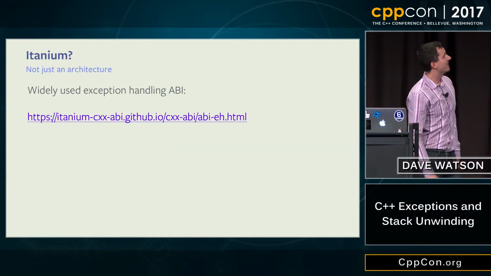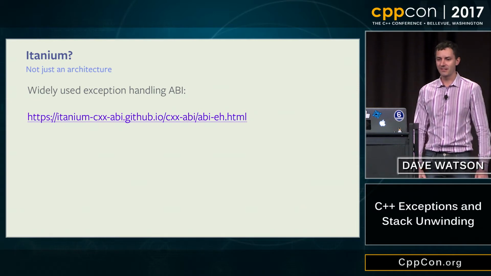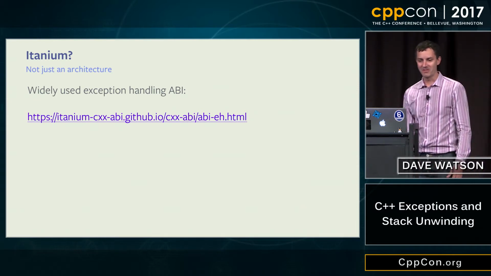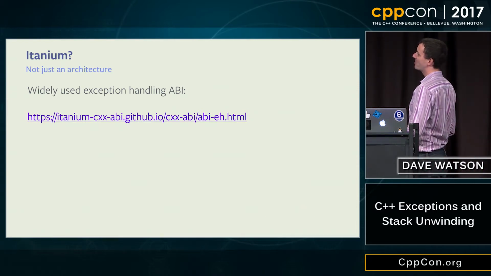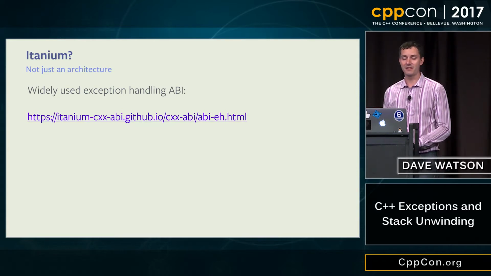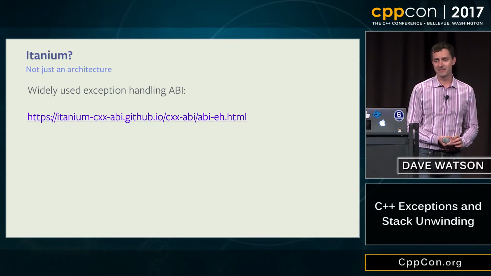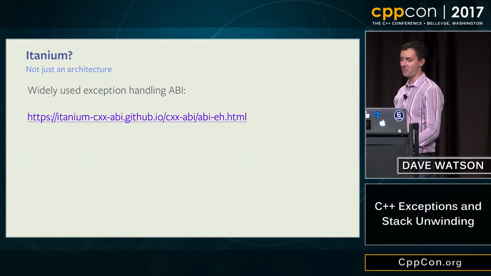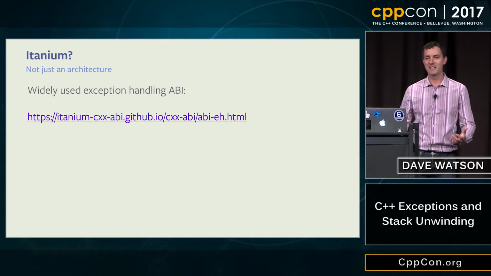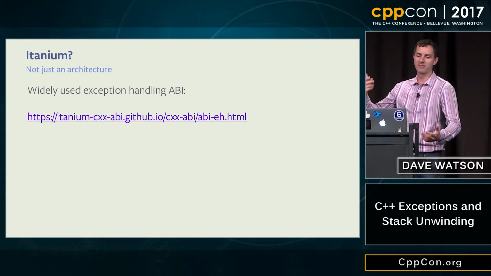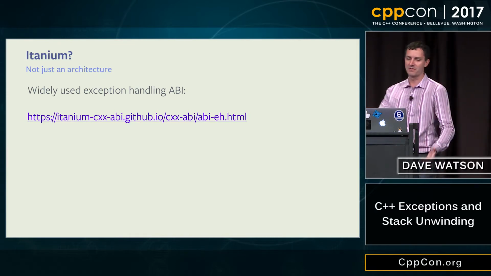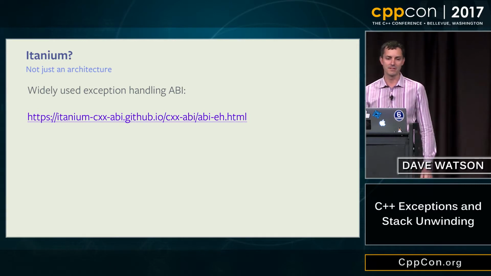I mentioned Itanium. Itanium is an architecture, was an architecture. People still use it. When I say Itanium in this talk, we mostly care about the exception handling ABI. It has outlived the architecture and become widely used for all the different Unix operating systems. So when I say Itanium, don't think architecture, think exception specification. This is what everyone is using to unwind their exceptions.